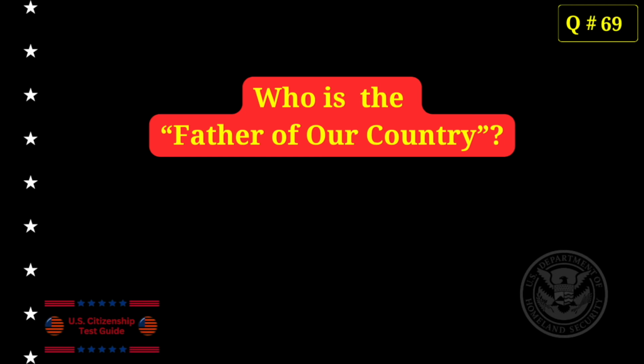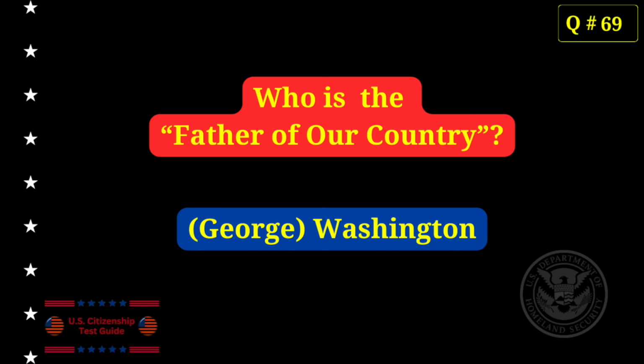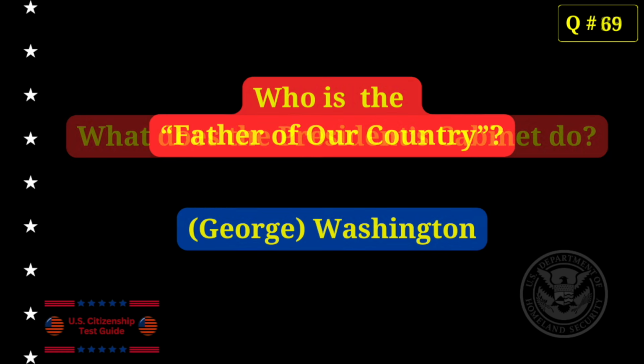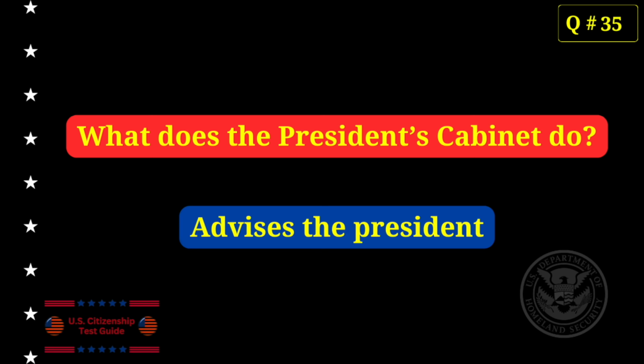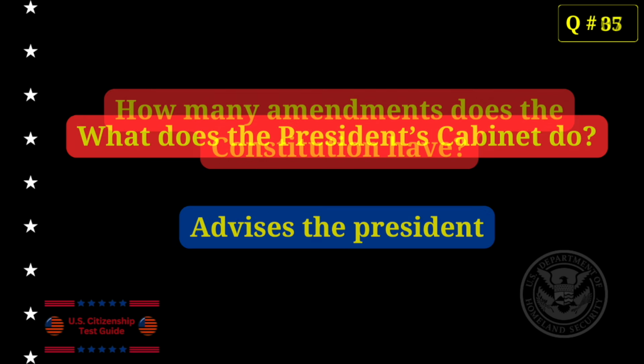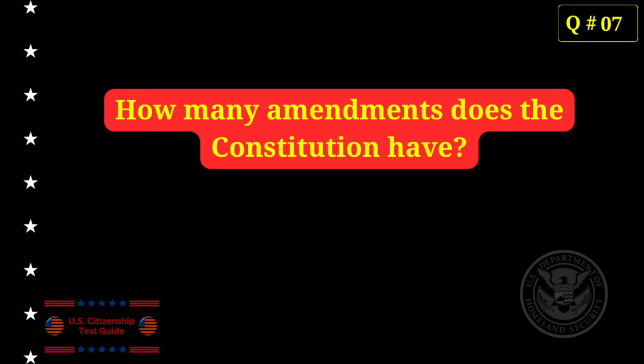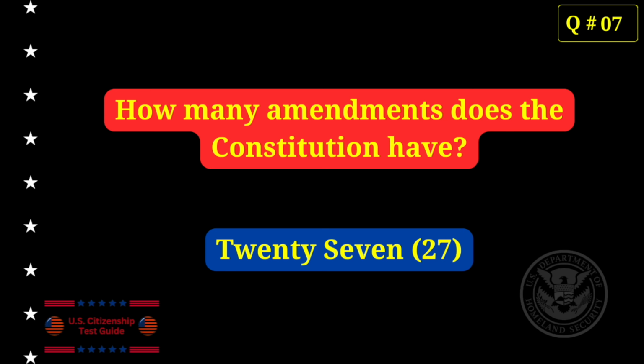Who is the father of our country? George Washington. What does the President's Cabinet do? Advises the President. How many amendments does the Constitution have? 27.